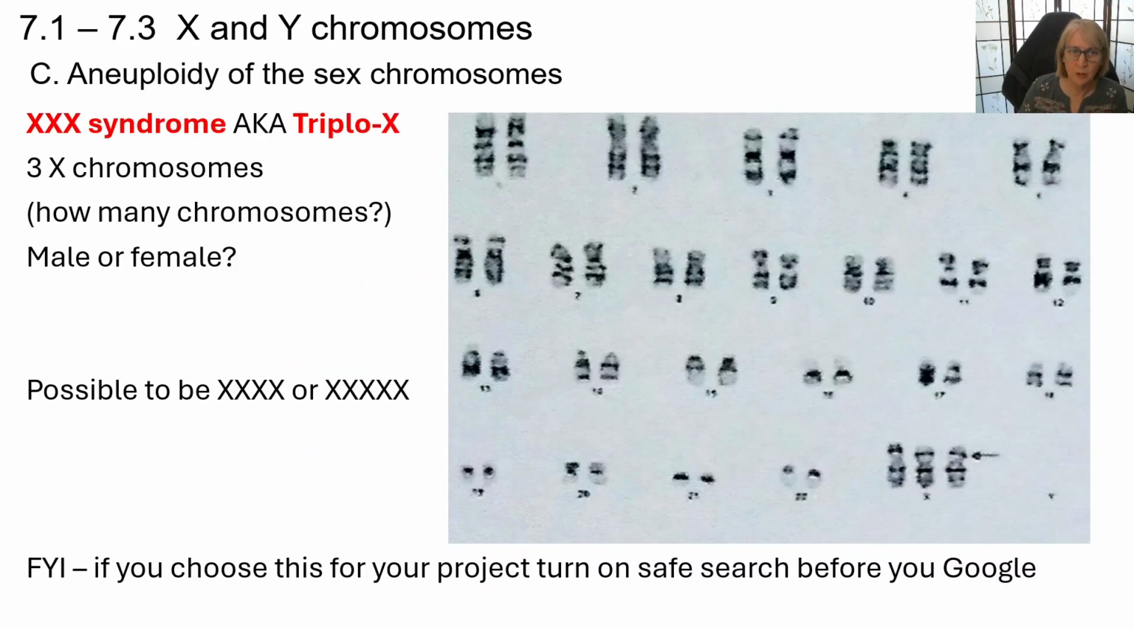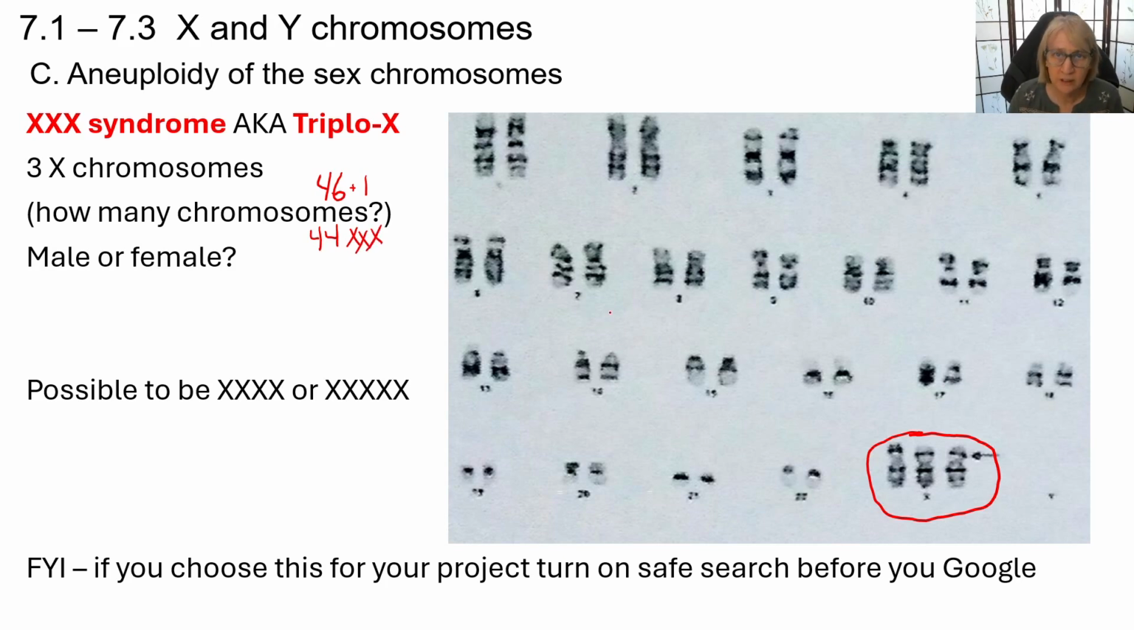Triple X syndrome, or triplo X, is where you have 3 X's. How many chromosomes does this person have? So normal wild type people have 46. This person has an extra X, plus 1. I could also write that as 44 autosomes, XXX.